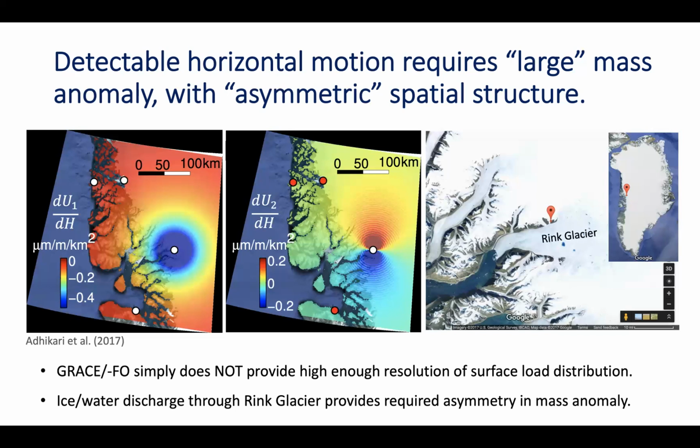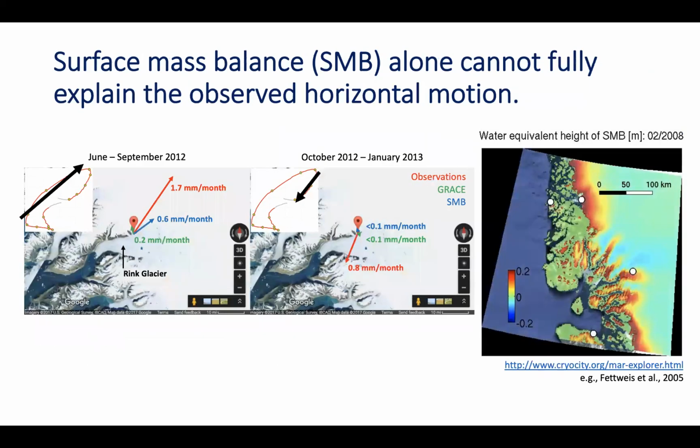It is also important to realize that the Ring station that we are looking at here is really located at the neck of Ring Glacier, which is one of the fast flowing outlet glaciers in central West Greenland. And so now onwards, we're going to assume that the required asymmetry in the spatial structure arises from the mass changes happening at Ring Glacier.